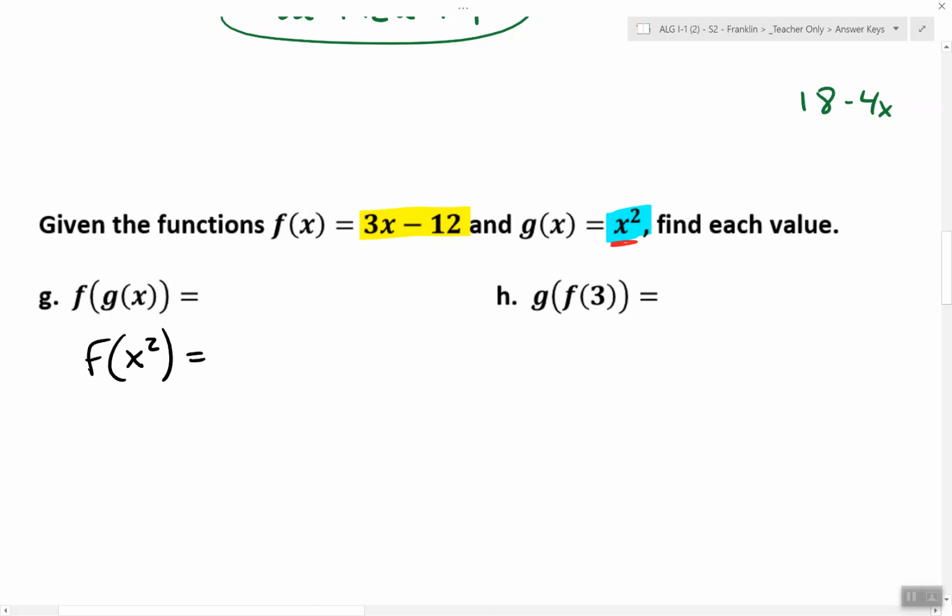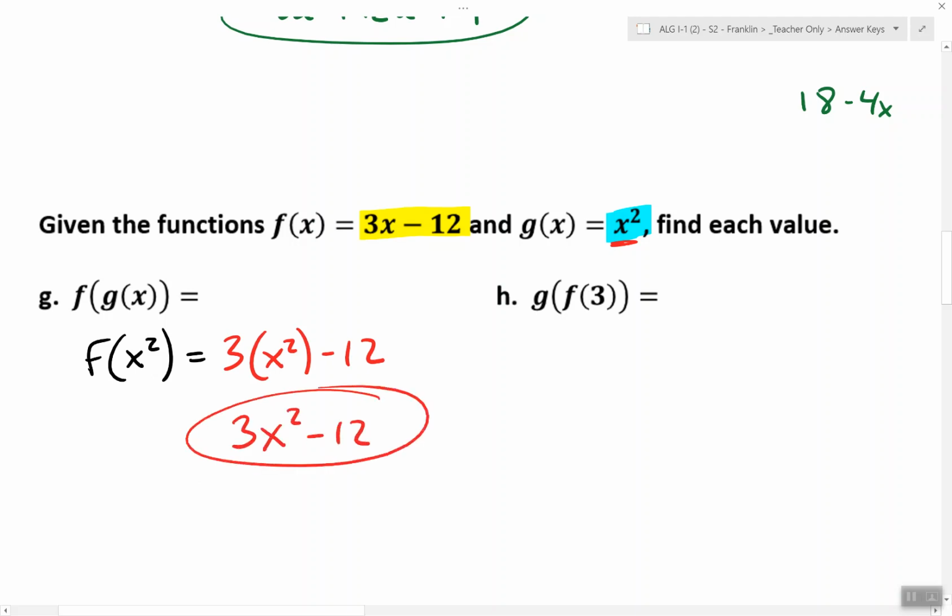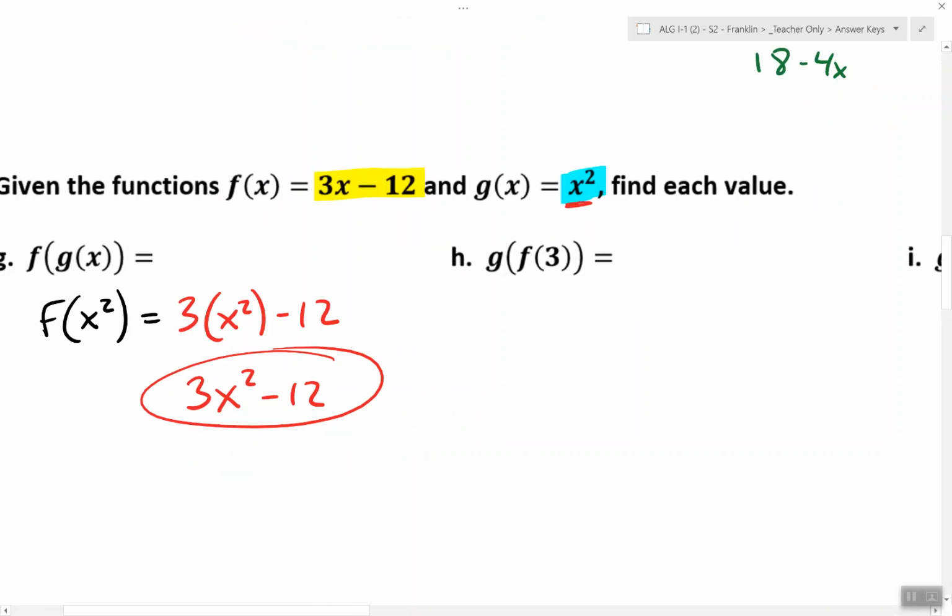Because that's what g of x is. It's x squared. So what we're going to do is write out the entire f of x function, but instead of x, we're going to put x squared. So that's 3 times x squared minus 12. And really, that doesn't change much. 3 times x squared is just 3x squared. So that's all that is. All we did was replace the x with an x squared. But this does introduce the idea of putting an entire other function as the input on a function that we've got, which we'll see in example H right here.